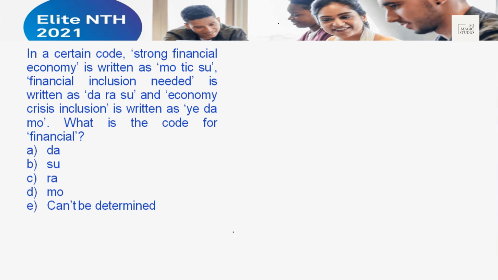In a certain code, strong financial economy is written as Motiksu. Financial inclusion needed is written as Darasu, and economic crisis inclusion is written as Yedimo. What is the code for financial? The best way to solve these kinds of questions is, let's number it: strong 1, financial 2, and economy 3. So 1, 2, 3, the code is Mo, Tik, and Su.